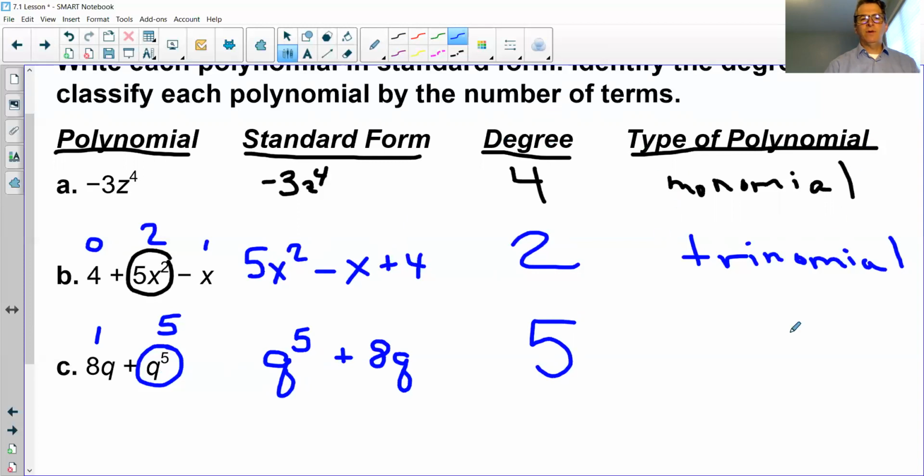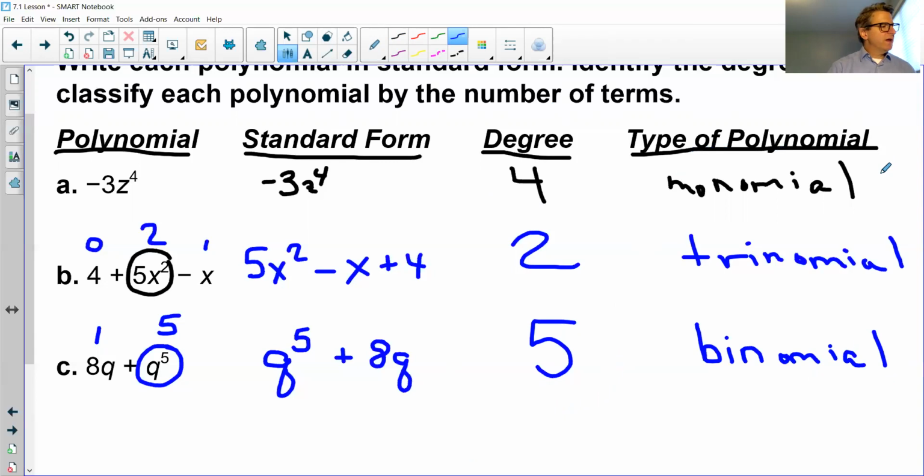And then the type of polynomial, in this case, is a binomial. Binomial has 2 terms, q to the 5th and 8q. So you can kind of see how this lesson's going. You're going to want to get takeaways here: rewriting polynomials into standard form, determining the degree of the polynomial, and then we would like to get familiar with the special names of different types of polynomials.